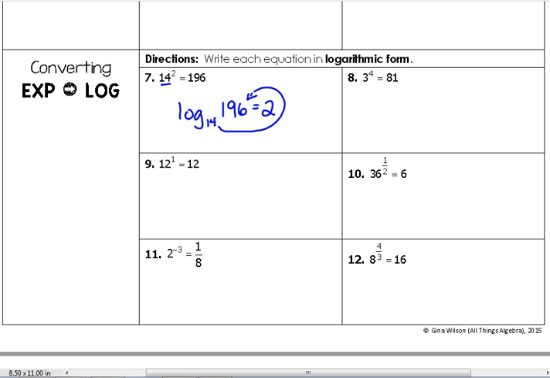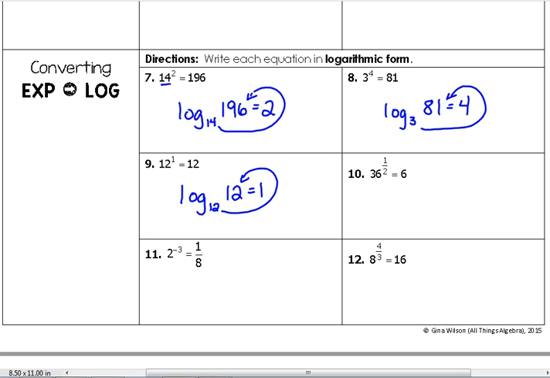14 squared equals 196. So number 8, the base of the exponential is the same as the base of the logarithm. The other two numbers just simply switch places. So log base 3 of 81 is equal to 4 is the same as 3 to the 4th is equal to 81. Okay, number 9, 12 to the 1st equals 12. In log form, that would be log base 12 of 12 is equal to 1. That's something else we need to learn. When the base of the logarithm and the number inside the logarithm are the same, it's 1, because that number raised to the first power gives you that number back.